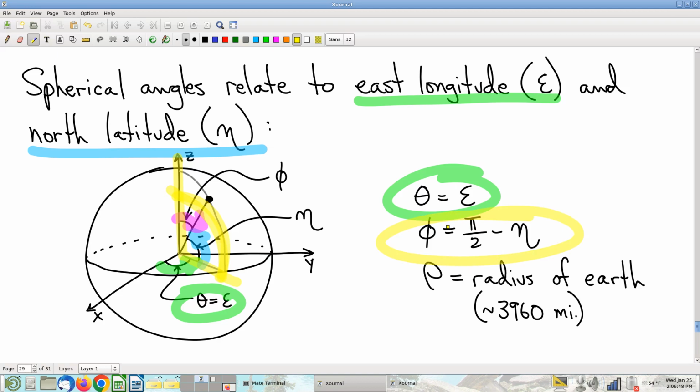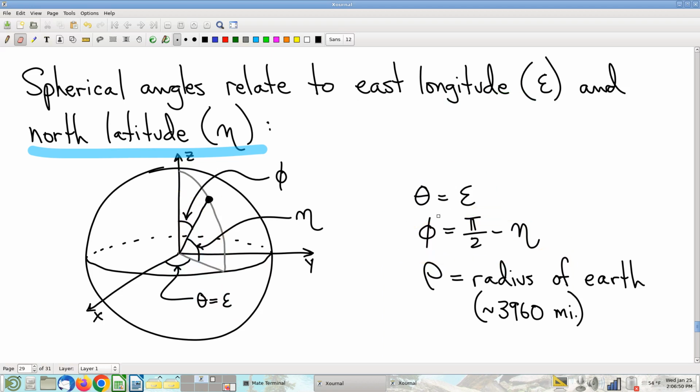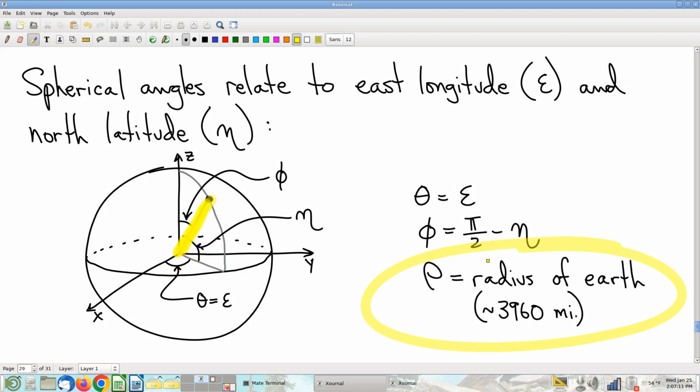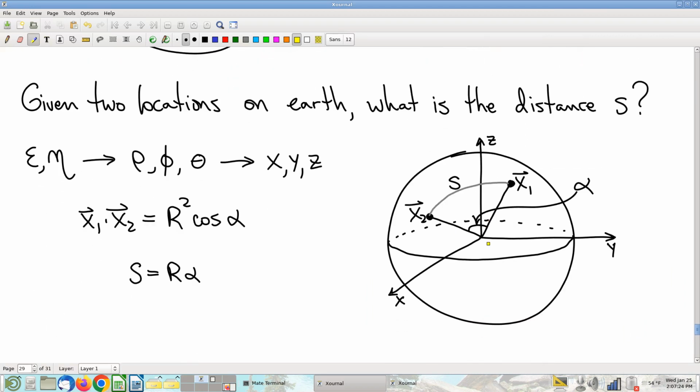So with these observations, we can very quickly and easily convert points on the surface of the Earth, for which I know longitude and latitude, to spherical coordinates with really easy little rules. Notice also that rho for any point on the surface of the Earth is just the radius of the Earth. It's not exactly a constant, but for ballparking purposes this is a really close approximation.